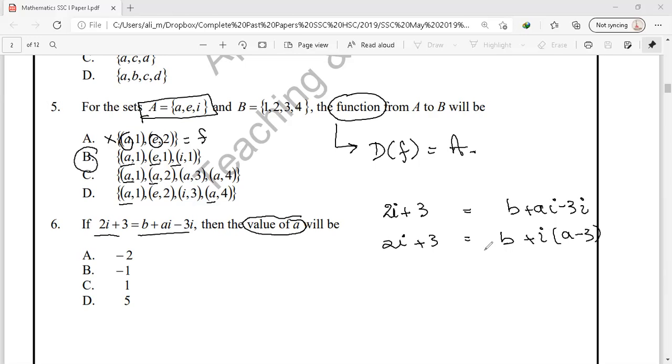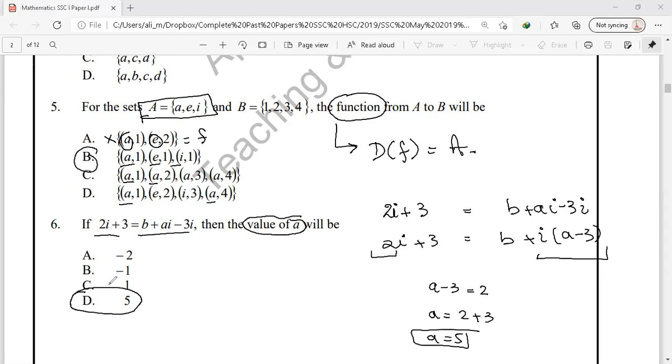I have taken i common so that we can equate the complete imaginary part. So here the imaginary part we have is a minus 3, and on the other side we have imaginary part as 2. So a minus 3 will be equal to 2, then a will be equal to 2 plus 3, so a will be equal to 5. So the value of a in this equation of a complex number is 5. So the correct option is option D.